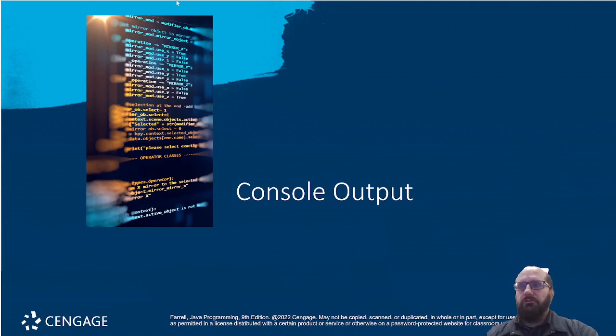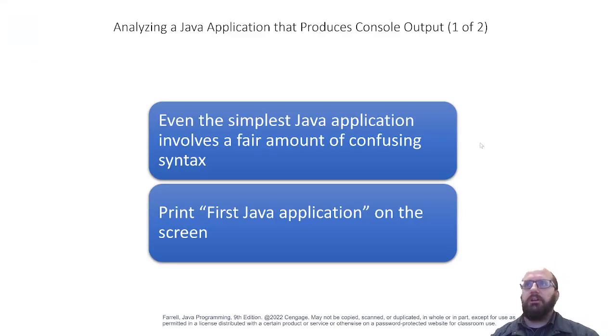If you've already done the homework, you've seen some of this console output. You saw it in Java, you saw it in C++, and you saw it in Python. But let's focus on what console output looks like in Java. Even the simplest Java application requires a fair amount of confusing syntax. So for the purpose of this exercise, we're going to print first Java application on the screen.